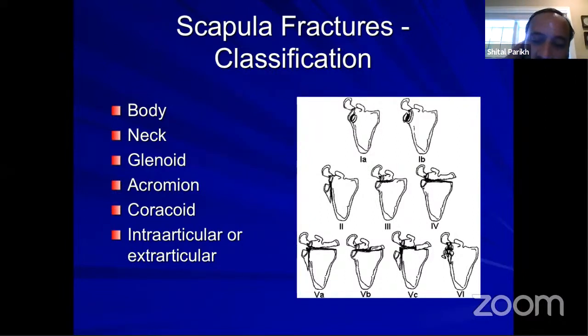The ones that I've treated surgically or ones that are important are some form of coracoid fractures, which can lead to some stiffness and weakness over a period of time. Glenoid fractures, if they're intra-articular involving a significant part of the joint, might need fixation, but most of the body fractures are treated non-operatively, and same with the acromion fracture. Unless it's a symptomatic non-union, then you can go ahead and fix the fracture.